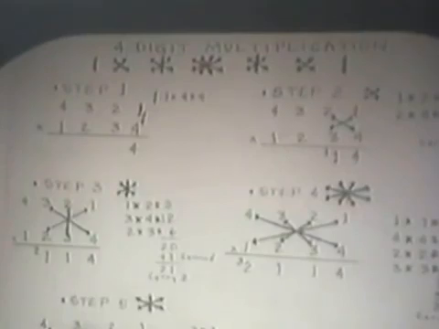That's 4-digit multiplication. You may want to copy down this example so you can refer back to it when you have the problems to work. If you have to, put your VCR on pause and copy down any example you need.